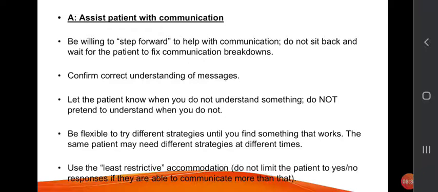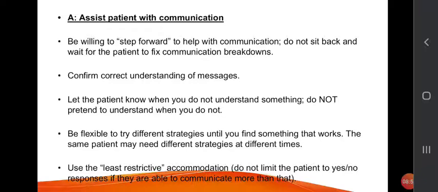Be flexible to try different strategies until you find something that works. The same patient may need different strategies at different times. Some patients might respond to phonemic cues, and some may respond to options. So try different strategies, especially as a speech therapist who is trained in this matter.